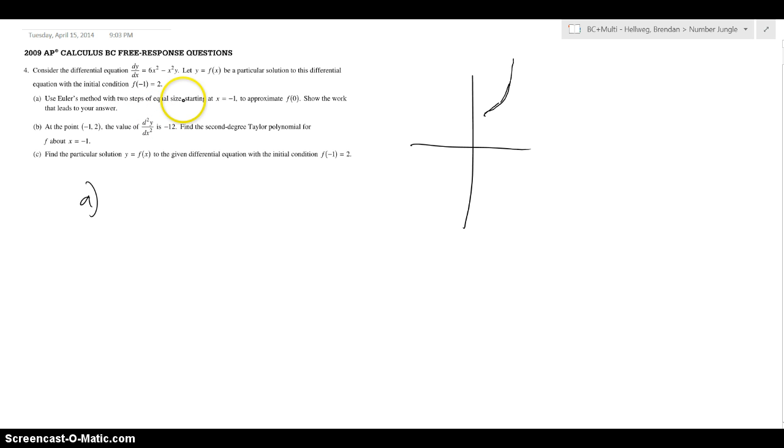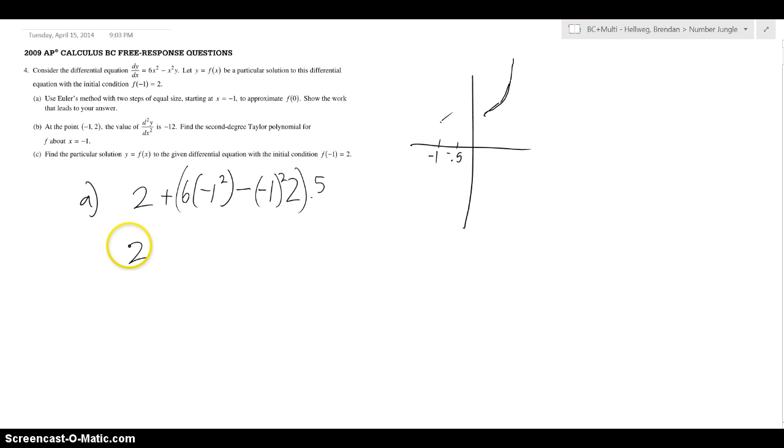So we want two steps of equal size starting at x equals minus 1. So we can tell that f of minus 1 is equal to 2. So it's going to be 2 plus f prime of minus 1, which in this case is going to be 6 times minus 1 squared, minus negative 1 squared again, times 2, and I put 0.5 here because the Euler steps are both going to be 1/2. So this is going to get us from negative 1 to negative 0.5 right here. So we're going to be essentially moving like that.